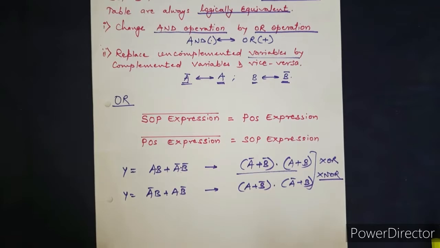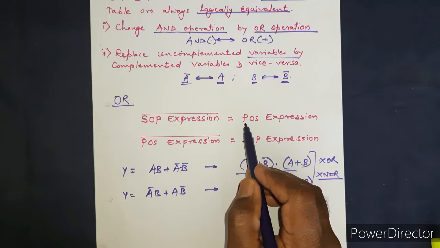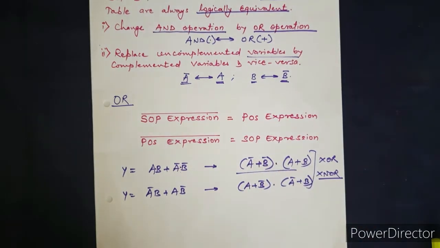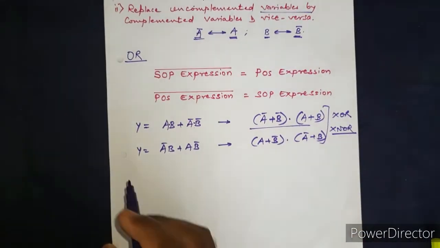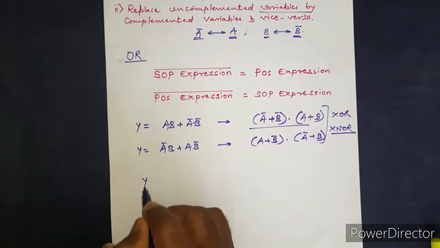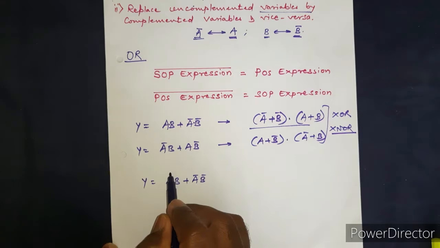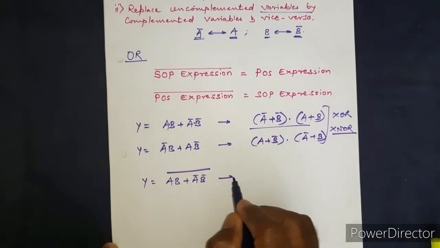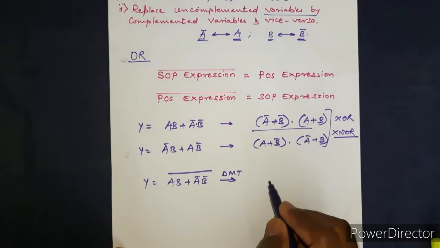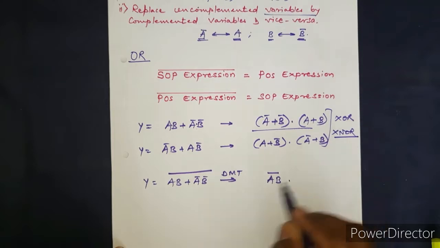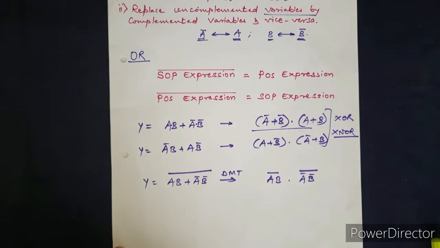This is one method. Another method is that the SOP expression whole bar will give you the POS expression, and the POS expression whole bar will give you the SOP expression. So again, let's convert SOP. Take y equal to AB plus A bar B bar. Now taking the whole bar and using De Morgan's theorem, this becomes AB whole bar dot A bar B bar whole bar.